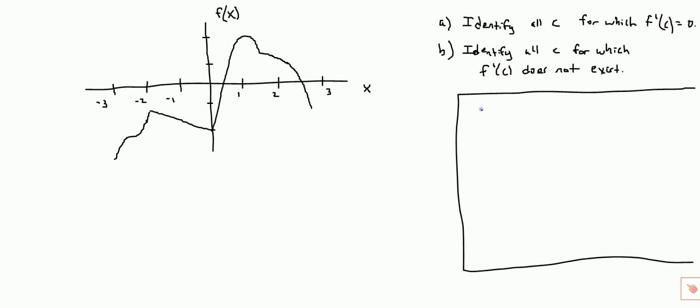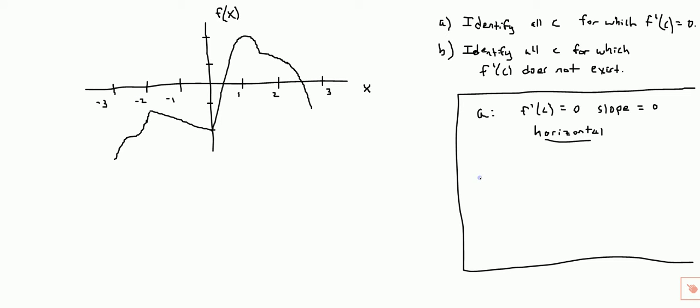So for part A, identifying all C for which f prime of C equals 0. If f prime of C equals 0, that means that the slope at that point equals 0, because f prime is the derivative, right? The derivative is the tangent, which is the slope. So a slope of 0, we're going to look for horizontal tangents, tangents that are parallel to the x-axis.